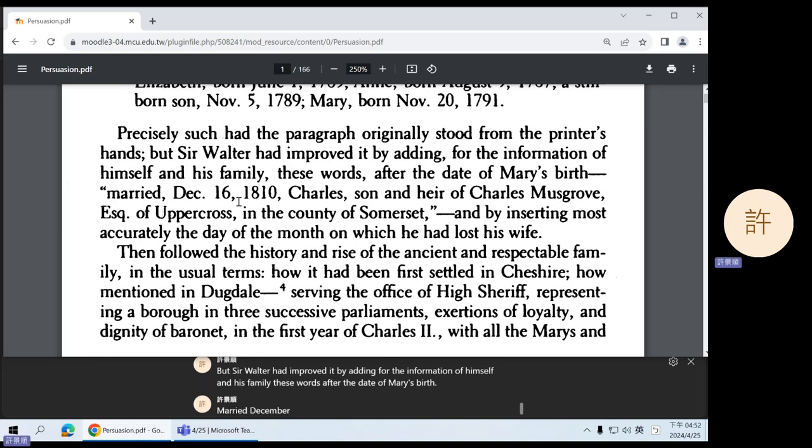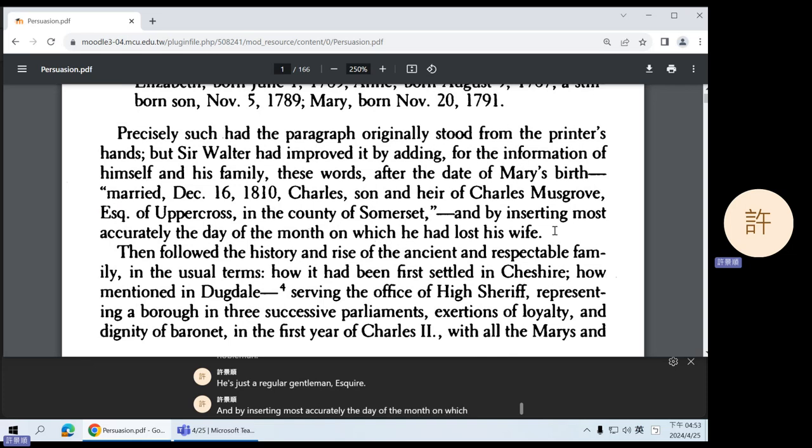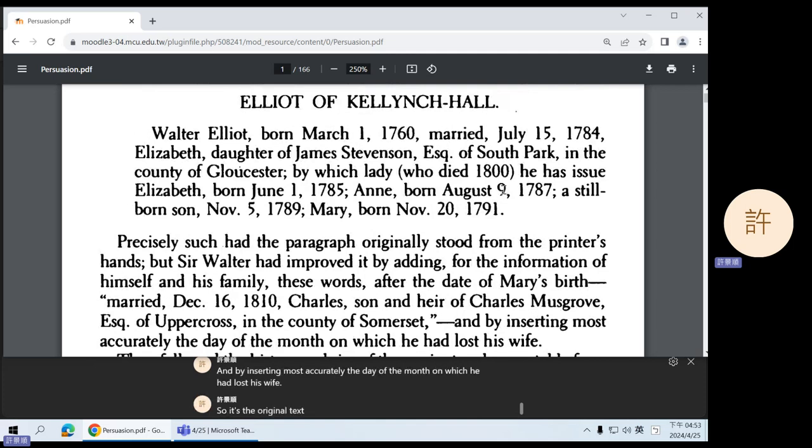Married, December 16, 1810, Charles. So Charles is Mary's husband. Son and heir of Charles Musgrove, Esquire, of Uppercross in the county of Somerset. So Charles's father is also named Charles, and his father is also not a nobleman. He's just a regular gentleman, Esquire. And by inserting most accurately the day of the month on which he had lost his wife. So the original text says that his wife died in 1800. He added the exact date of his wife's death.